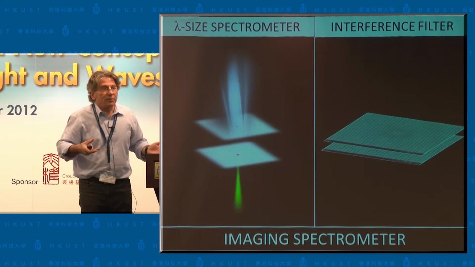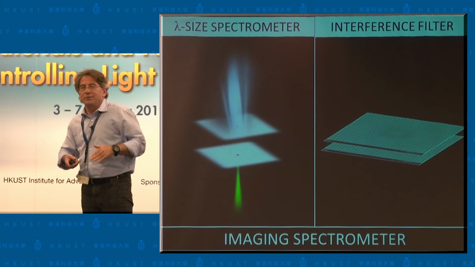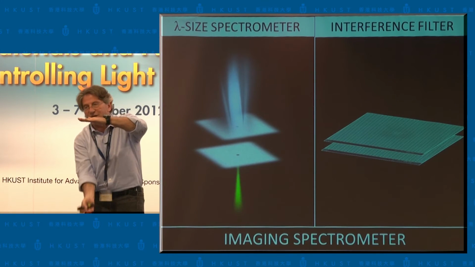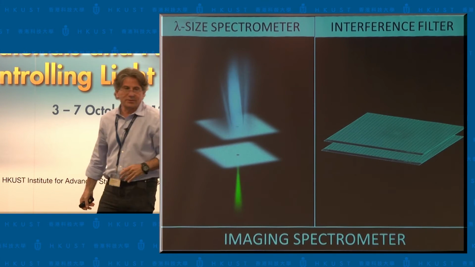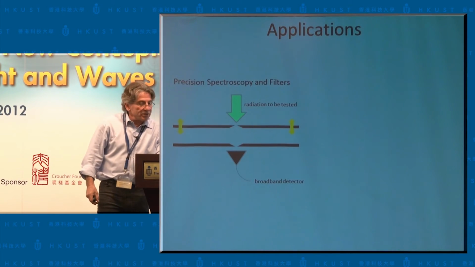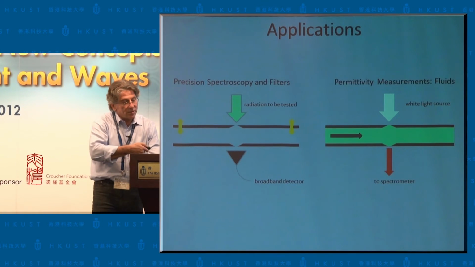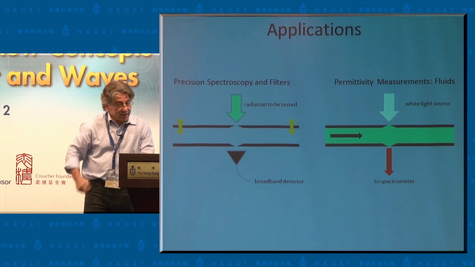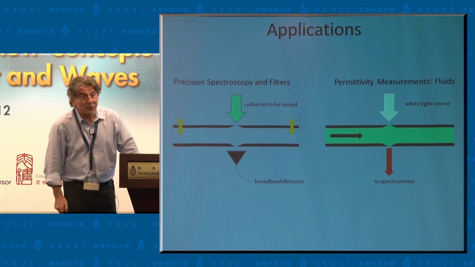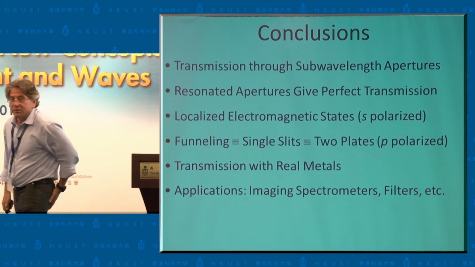And it will be an imaging spectrometer. Because you get a nice image, and you vary the place, and you get all the colors. So other applications, well, this is already mentioned. Also, you can use it to monitor liquids, for example. They go through there, change the frequency. So anyhow, I'm done. So let me conclude.